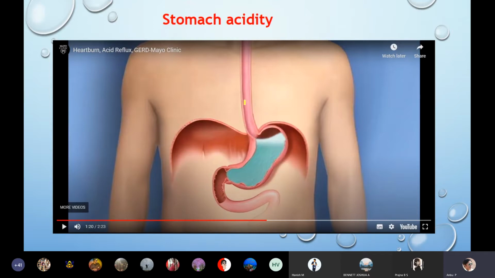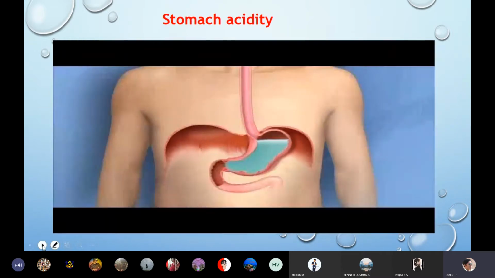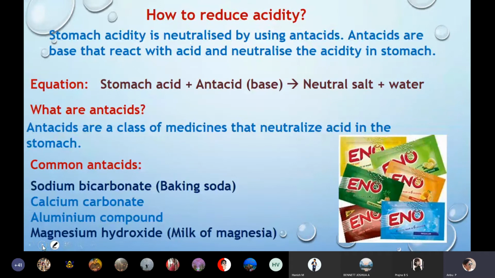So this problem can be rectified by using a base. That is the use of a neutralization reaction. So how do we reduce this acidity? Stomach acidity is neutralized by using antacids. Antacids are not acids, they are bases. These bases react with stomach acid and neutralize the acidic content of the stomach. So that is how a neutralization reaction is useful in reducing the acidity of the stomach.